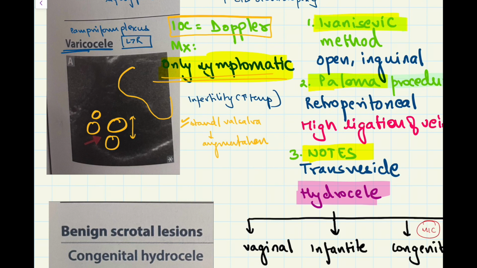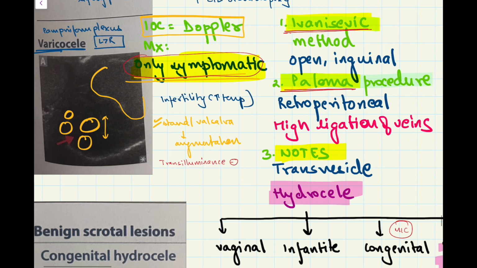Also, a very important point to note is that there is no transillumination because it is not a cyst. It is just dilated veins, and veins will contain blood. Therefore, they will not transilluminate. For management, only symptomatic cases are managed, right? So we can either do surgical ligation or embolization if symptomatic. And the methods are the Ivanissevich method, it is an inguinal method, and an open method. Then Palomo procedure is high ligation of the vein, and it is a retroperitoneal method. Then Nores procedure can be done, which is a transvesical procedure.